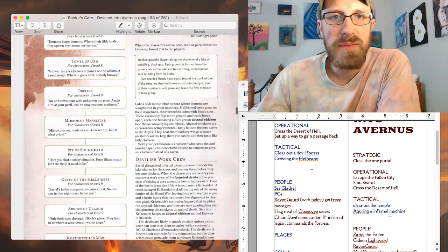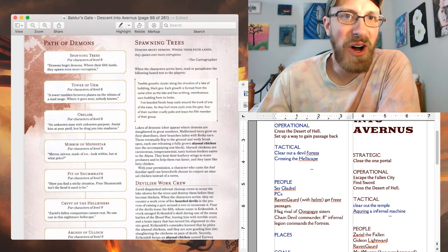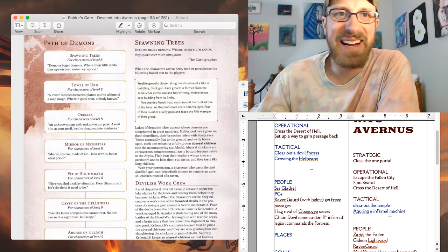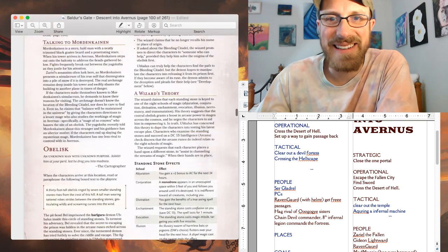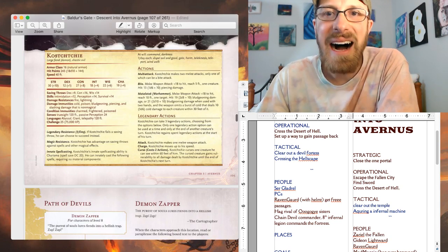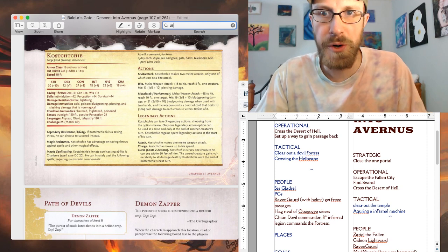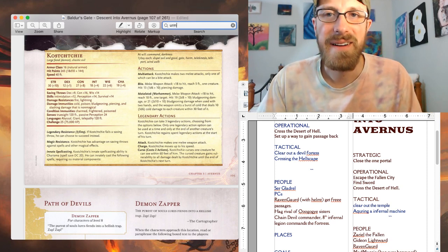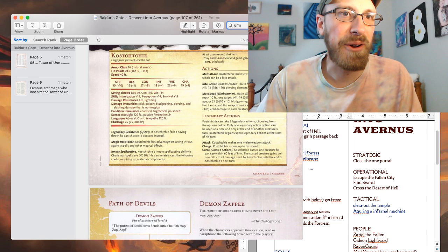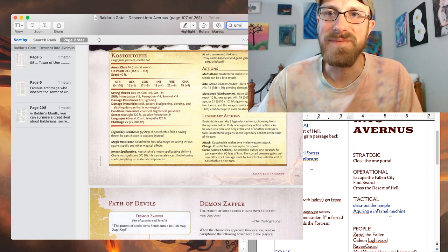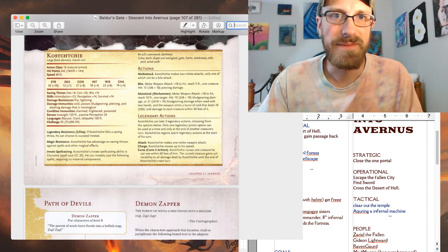The Tower of Erm. Okay, we're gonna have to check that out. What's the Tower of Erm? That sounds so cool. Erm. Nope, they don't have it. Tragic. Okay.